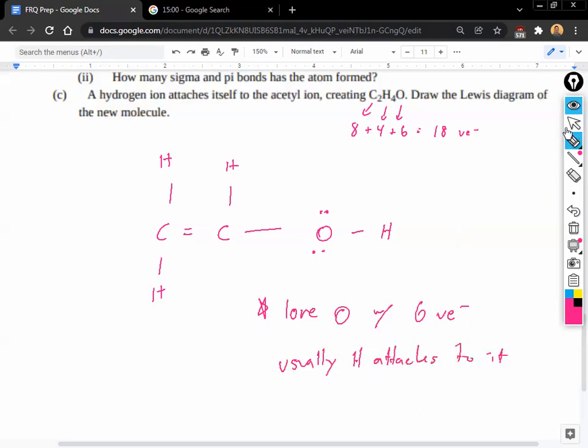Now you would want to go through and check the formal charges. I'm not going to do that today because we are running out of time. But theoretically, you could test putting it here, there, versus there, calculate the formal charges, and that's going to give you what you want. But for the sake of time, it's usually going to attach to the oxygen. It makes a group called an alcohol group, which is an OH bonded to a carbon.